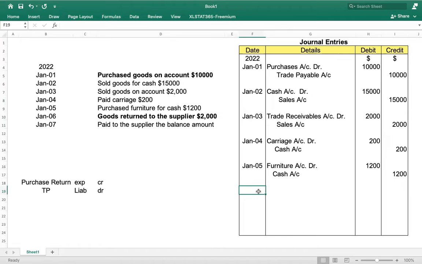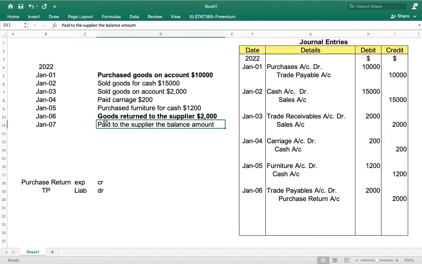So let me record Jan 6th. The debit item is trade payables account debit. And next line, leave some space, purchase return account. Amount is 2,000. Now tell me how much amount I am supposed to pay to that supplier. 8,000. So that 8,000 we will consider in the last transaction.